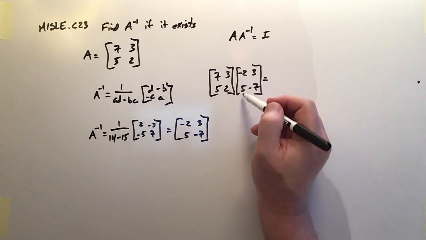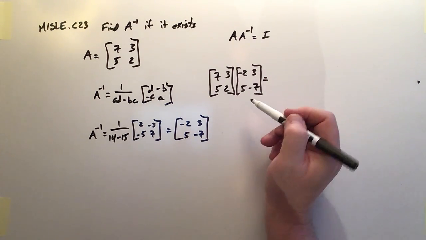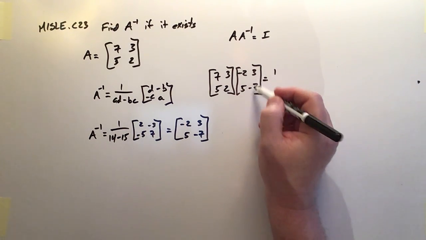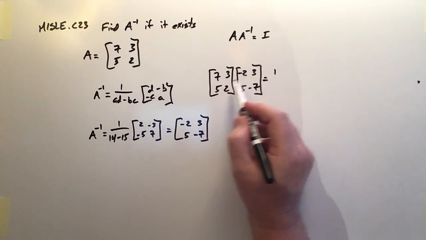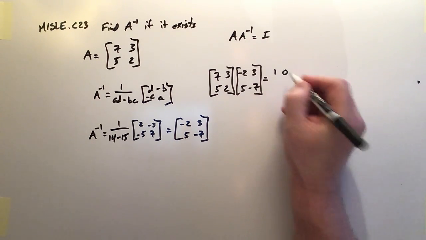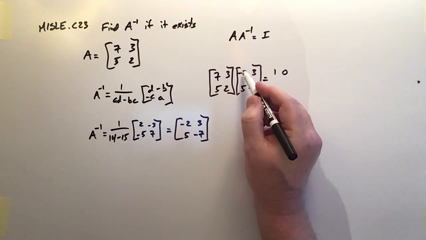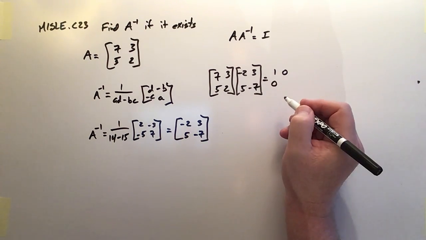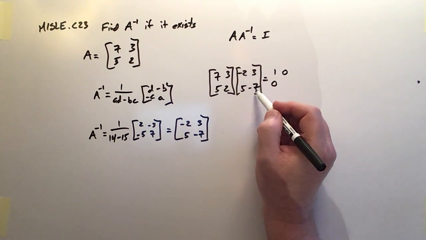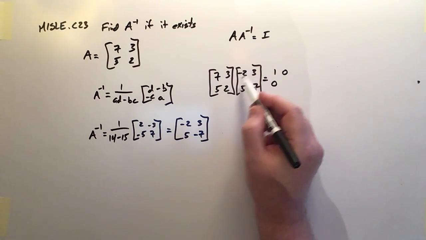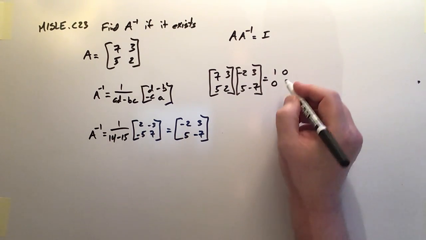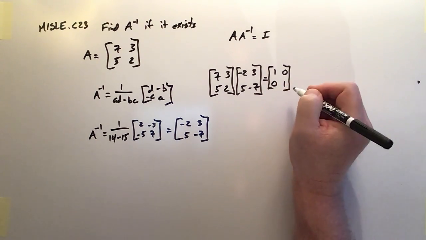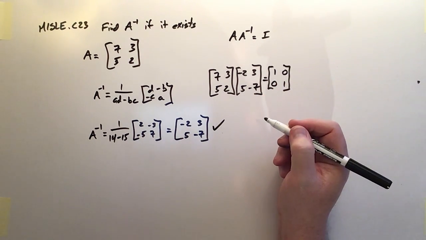7, 3 times negative 2, 5. That's negative 14 plus 15. That's 1. 7, 3 times 3, negative 7. That's going to be 21 minus 21. That's 0. 5, 2 times negative 2, 5 is negative 10 plus 10. That's 0. And 5, 2 times 3, negative 7 is going to be 15 minus 14, and that's 1. So there it is. It is indeed the identity matrix, and that verifies that this is the inverse of A.